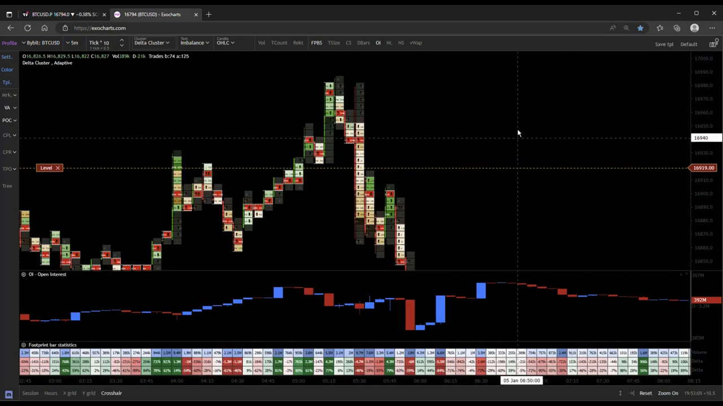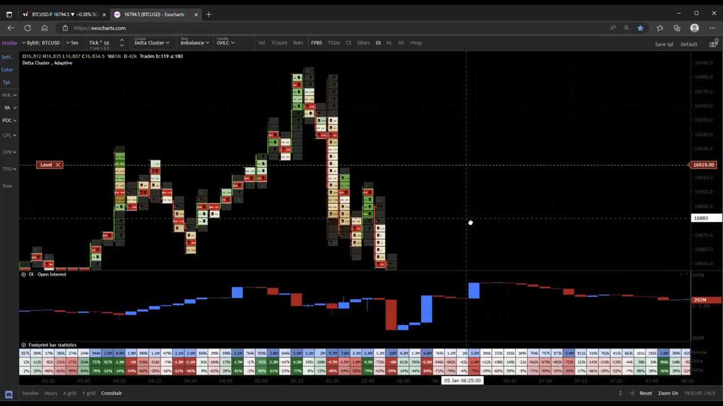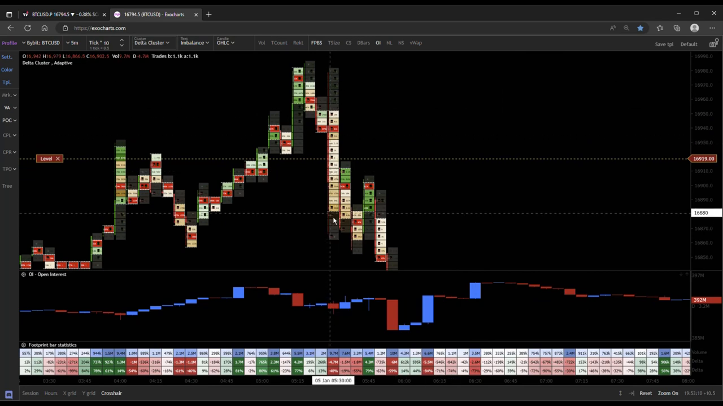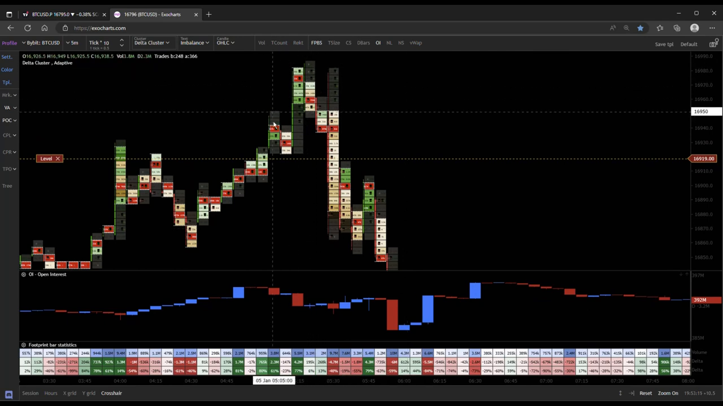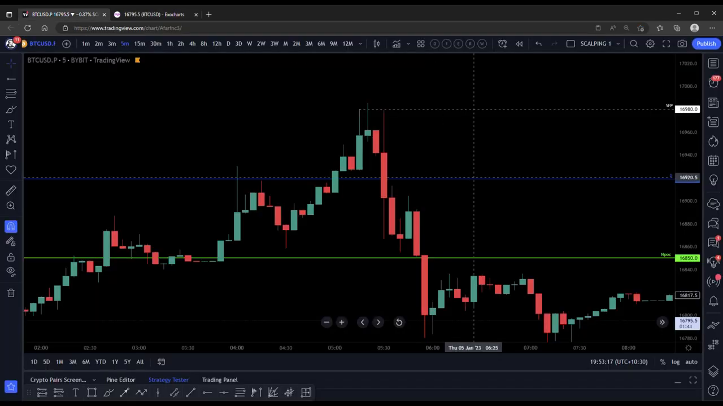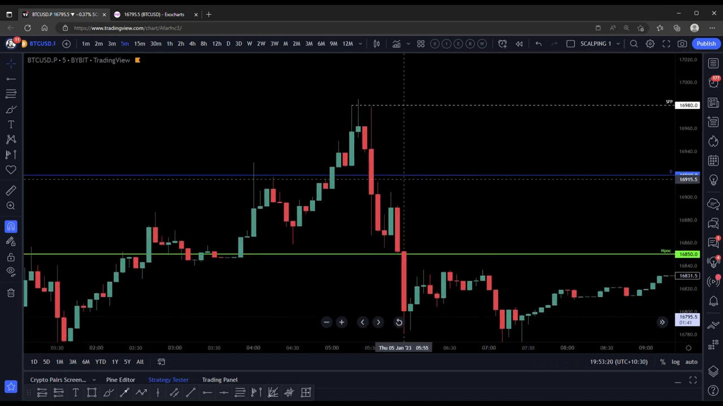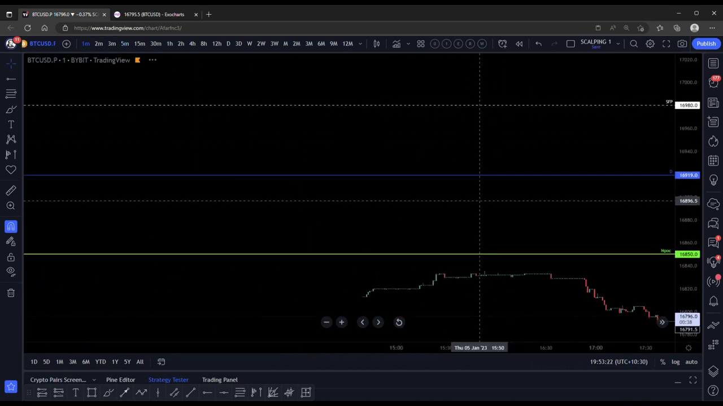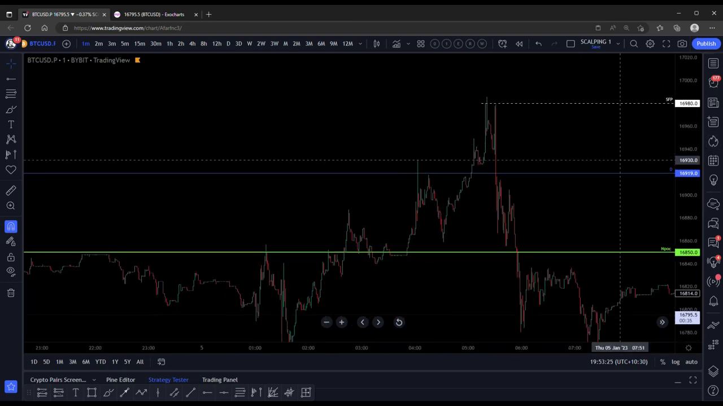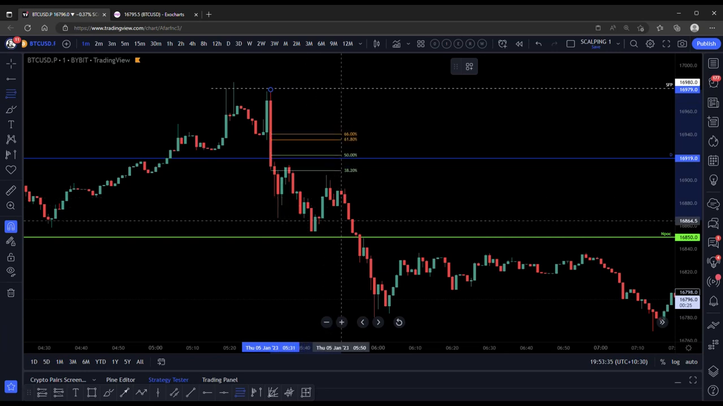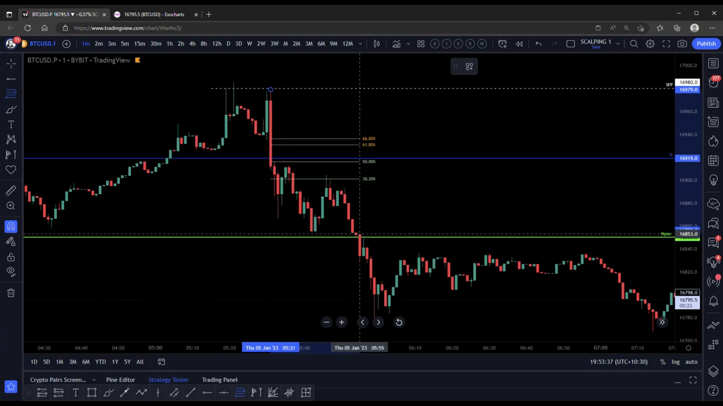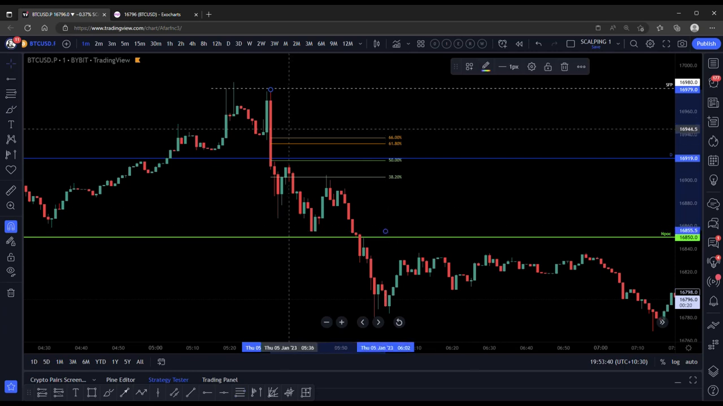Now, the best way to get into these SFPs is to come down and trade the retest of the level. So you identified that this is an SFP. What you can do is come over here, you could even go a lower time frame, and you fib from the high to the low of the move.